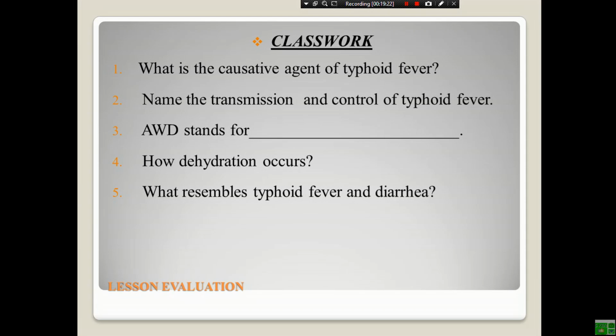Question number 5, the last question. What resembles typhoid fever and diarrhea? Which means, what are the similarities between the two? Mainly, their way of transmission is similar, transmitted by contaminated water and food intake, and in their effects on our body, they both affect the intestinal tract, and there are a range of similarities between the two.